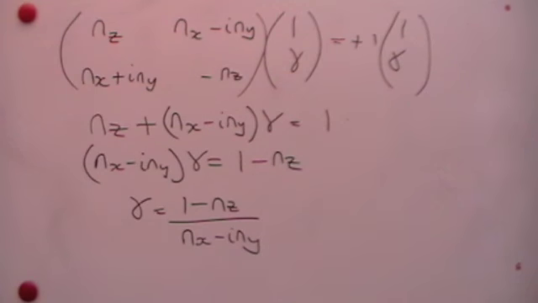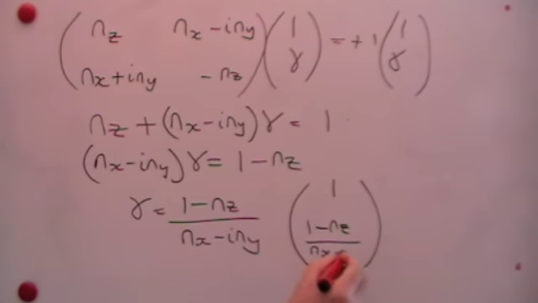So I found gamma. Again, it's not very elegant because we don't know what the respective values of nx, ny and nz are. And so the total vector, 1 gamma, is now going to be 1, and then the bottom bit is 1 minus nz over nx minus i ny. But that probably isn't normalized. What we mean by normalized is that the eigenvector times its complex conjugate must equal 1.